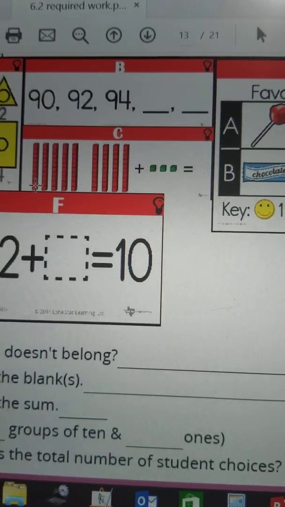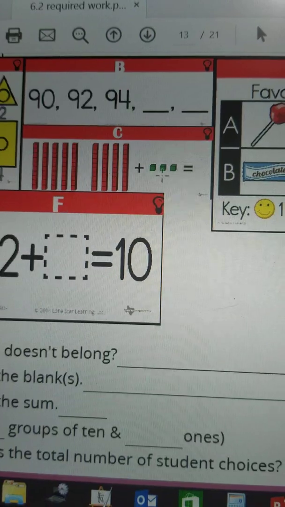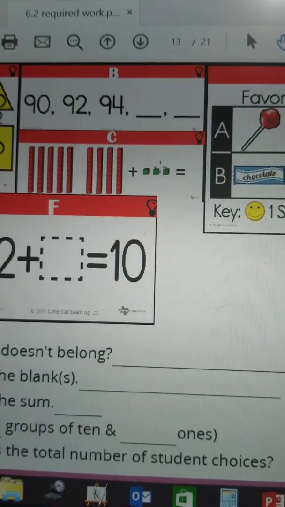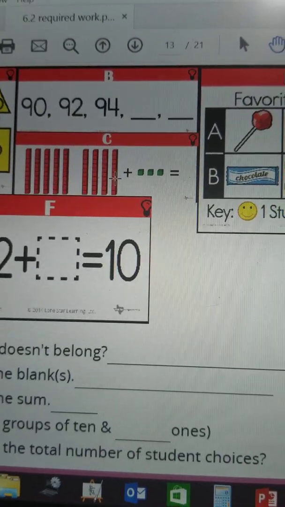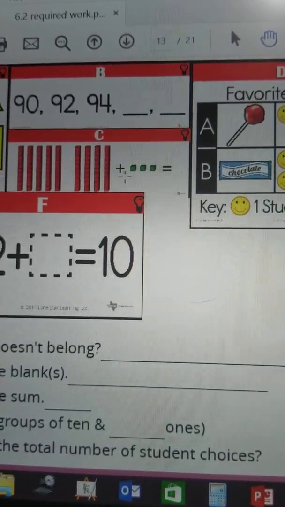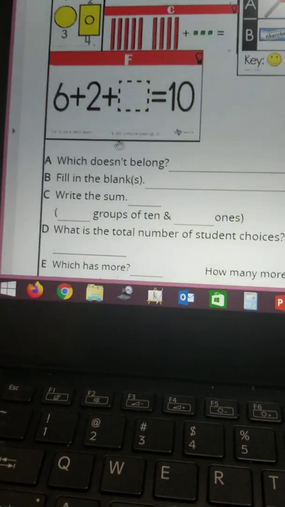By tens, that's right. So make sure you count your rods by tens, and then add your units, which we count by ones. So remember to count on. Once you're done counting your rods by tens, count on by ones. And that will be your answer for C.